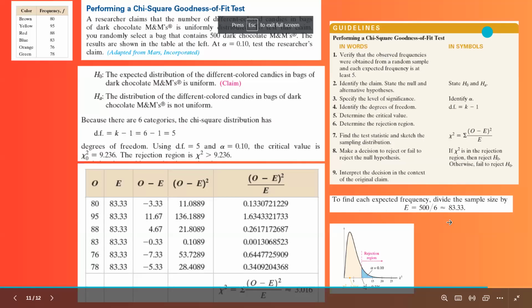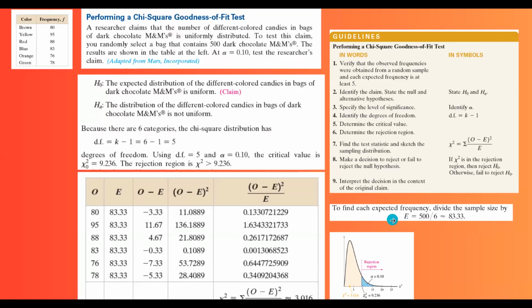For those of you who ask how we got 83.33, this is 500 divided by 6 categories. So observed and expected: when there is no percentage for expected, you're going to divide the total number of values in your sample by the number of categories. That's the easiest way to do the expected frequency.